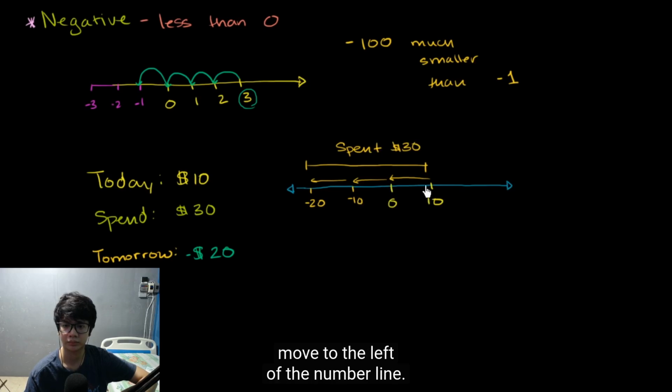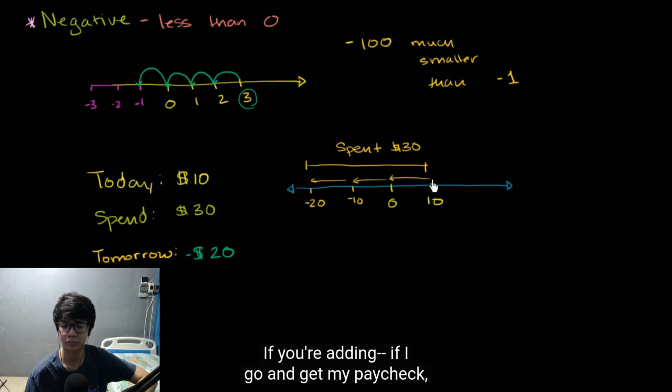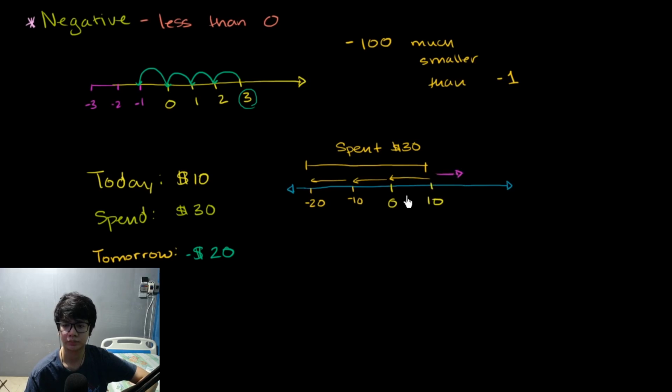So the general idea, when you spend or if you subtract, or if we're getting colder, you would move to the left of the number line. The numbers would get smaller. And we now know they can get smaller than 0. They can go to negative 1, negative 2. They can even go to negative 1.5, negative 1.6. You're getting more and more negative the more you lose. If you're adding, if I go and get my paycheck, I will move to the right of the number line.